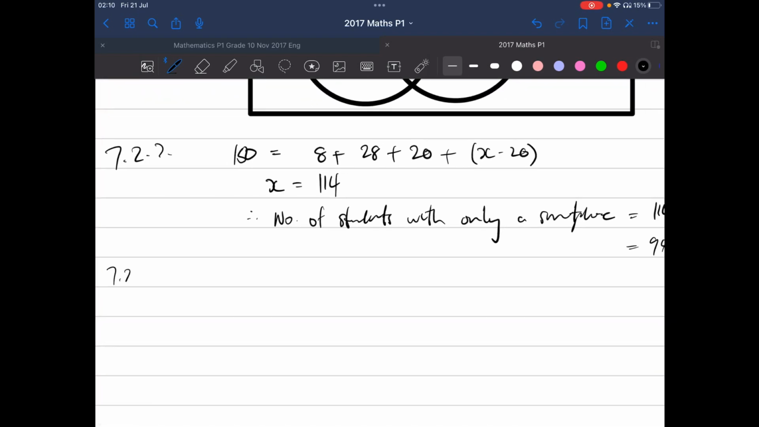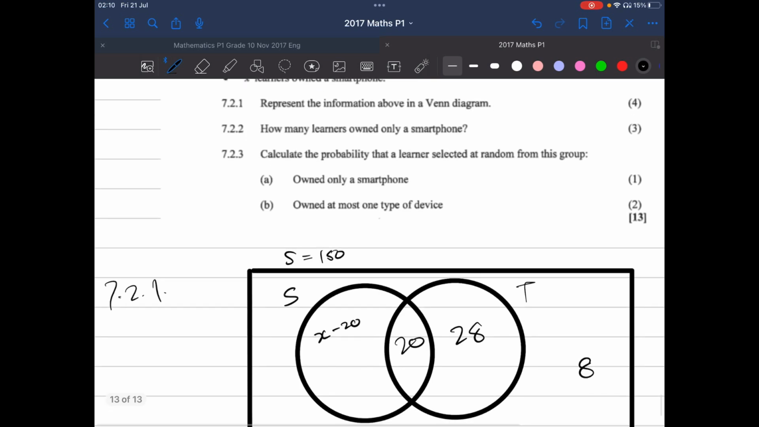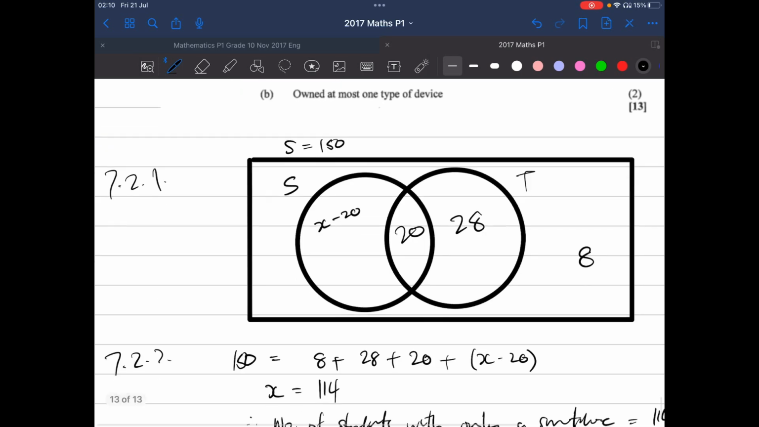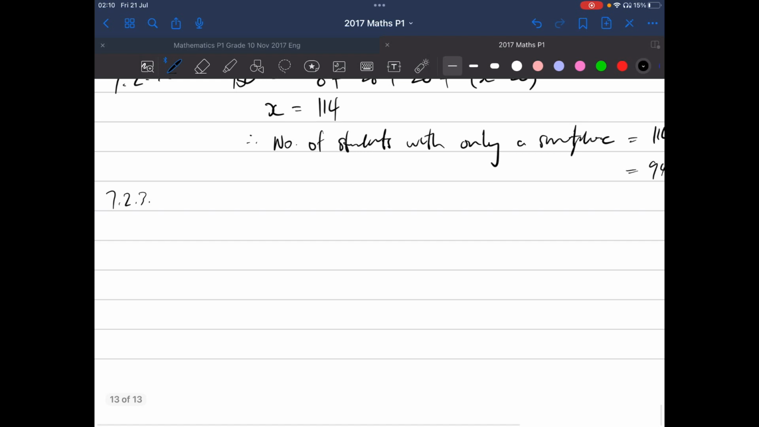Now let's see what 7.2.3 says. It says calculate the probability that a learner selected at random from this group owned only a smartphone. So we already calculated. The probability of only a smartphone is the number of smartphones over the total. So that's equal to 94 over 150. You can just punch that into your calculator and see what you get. I get 0.63.